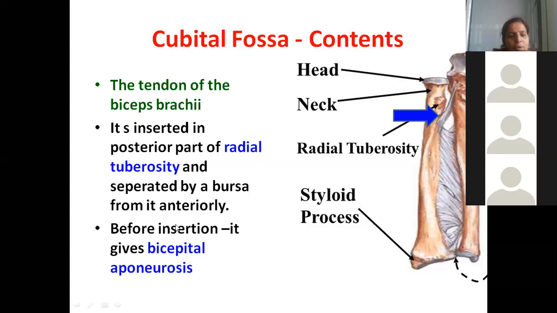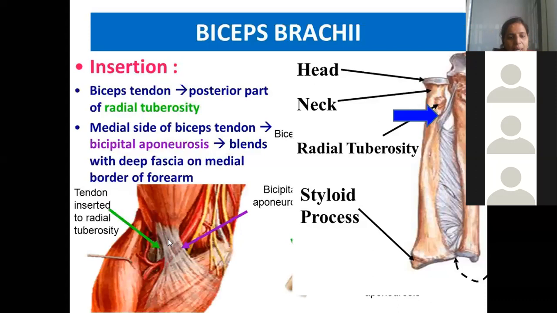Before it is getting inserted into the radial tuberosity, the biceps brachii gives an aponeurosis extension, which we have seen, that is the bicipital aponeurosis. Yesterday when we were talking about the median cubital vein, I told you this bicipital aponeurosis actually supports it, isn't it? So that the vein does not slip downwards. So that is the insertion of biceps. You see it in the posterior part of the radial tuberosity; anteriorly we have the bursa.